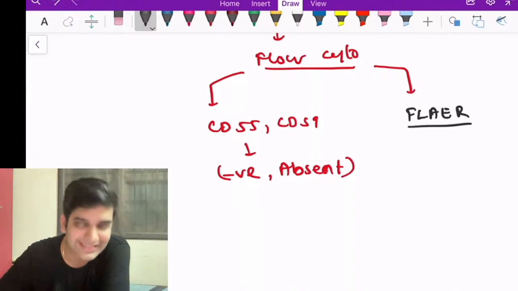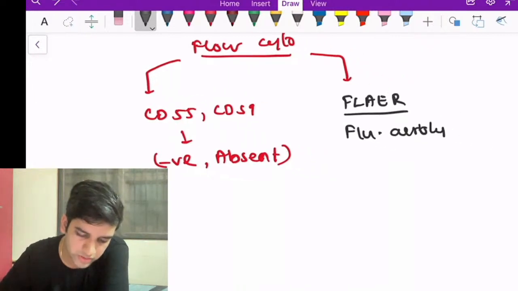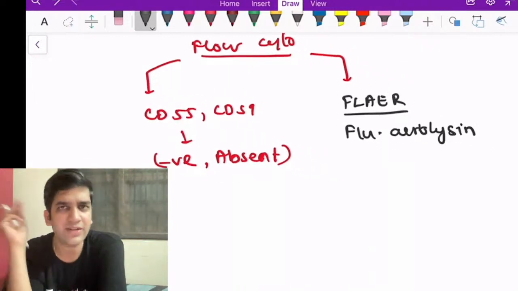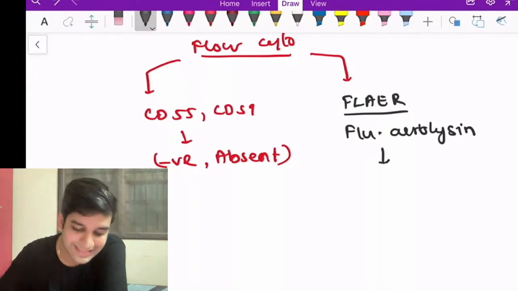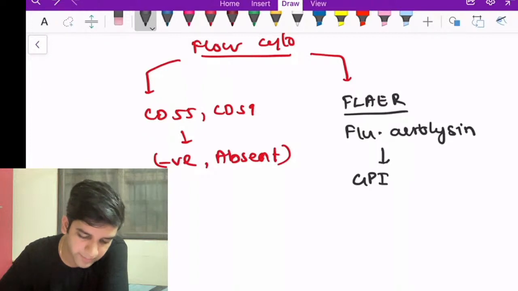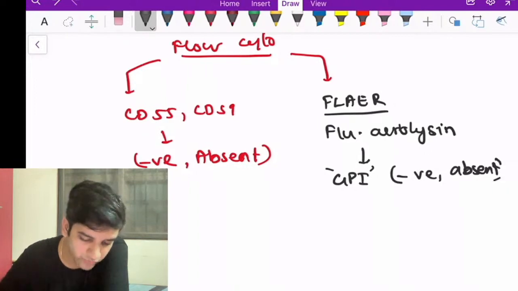The other way of doing flow cytometry is called FLAER. See, FLAER is a stain, that's all. It's called fluorescent aerolysin, a fluorescent aerolysin stain. When I use fluorescent aerolysin, it binds to GPI, so this also will be negative or absent. Both are based on flow cytometry.